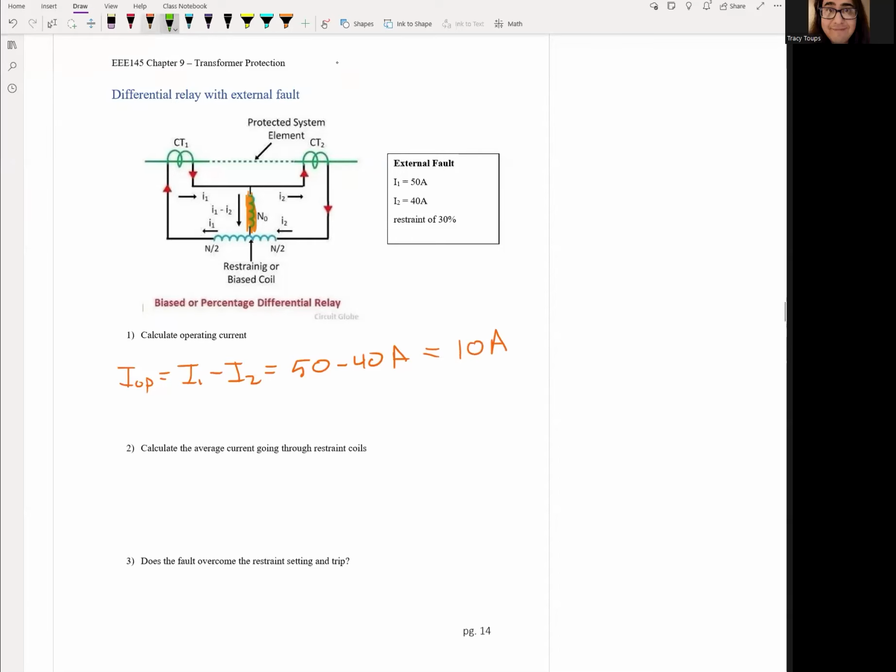Now, let's figure out the restraint current. So remember, the restraint current is what's flowing through this coil right here. So the average of the two currents going in is going to be the magnitude of I1 plus the magnitude of I2, divided by 2. And in this case, this is 50 and 40 amps. So 50 amps plus 40 amps, you average them out, that's 45 amps.